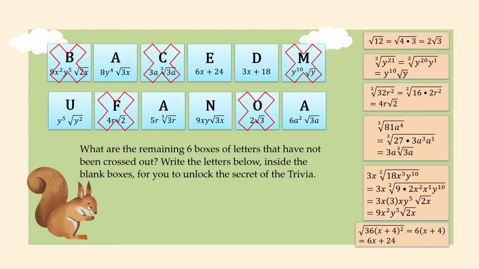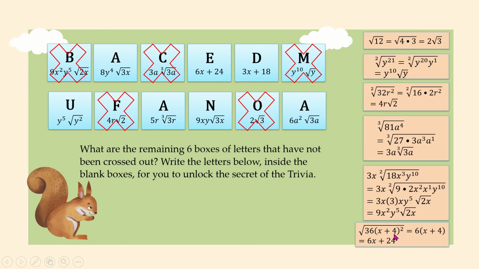The last item is square root of 3x times the square of x plus 4. The square root of 36 is 6. And the square root of the base x plus 4 raised to exponent 2 is x plus 4. So the base x plus 4 is like the base y, with its exponent 10.